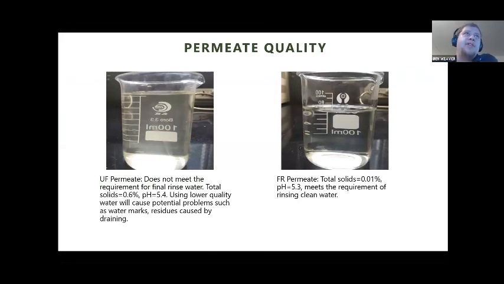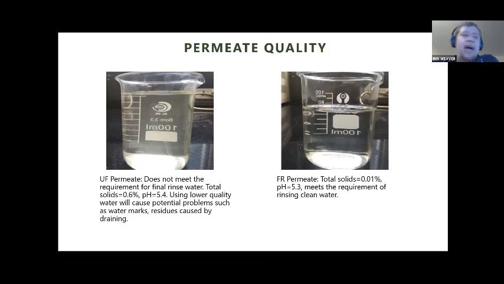Just to give you a visual of what that looks like, the left picture is UF permeate. It's a good quality water for rinse water for the initial rinses, but doesn't meet the requirement for the final rinse. The total solids is about 0.6%. If you were to use this in the final rinse, you'd have issues with coating quality. The beaker on the right-hand picture shows the FR permeate, and we're at total solids of less than 0.01% and pH 5.3. That does meet the requirements for the rinse water.